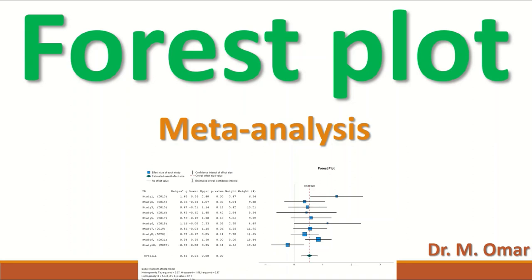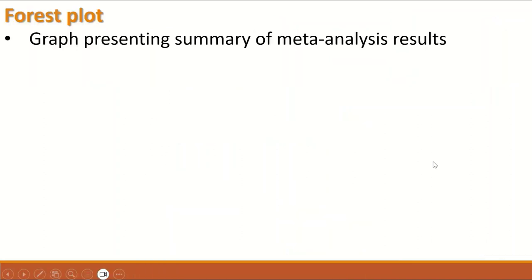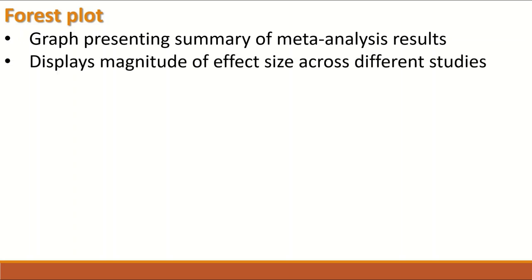A forest plot is a diagram produced as one of the outputs from a meta-analysis, as shown here in this diagram. This is a forest plot. So what is a forest plot? A forest plot is a graph that presents the summary of a meta-analysis results. It displays the magnitude of the effect size across different studies.